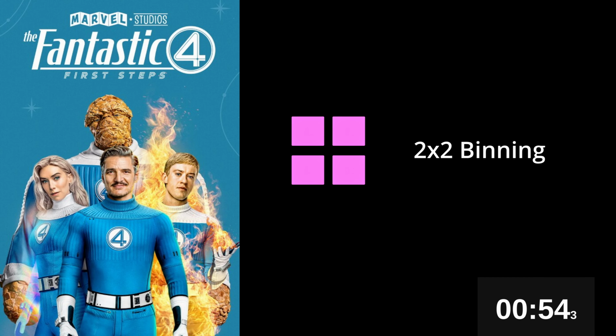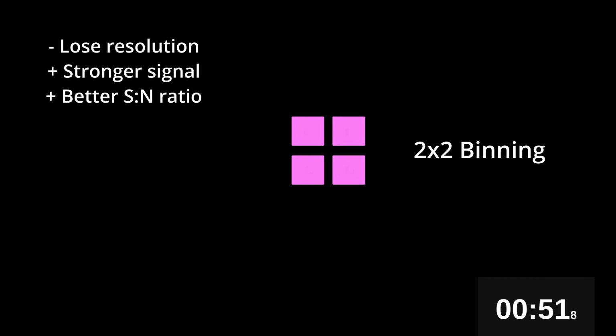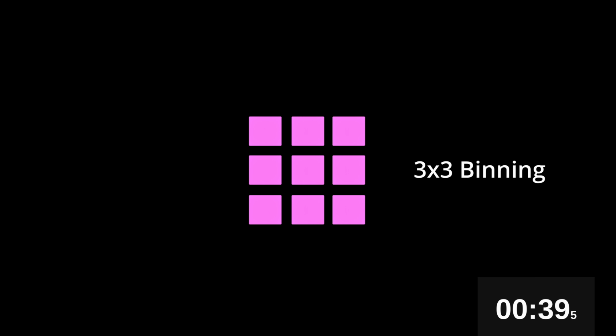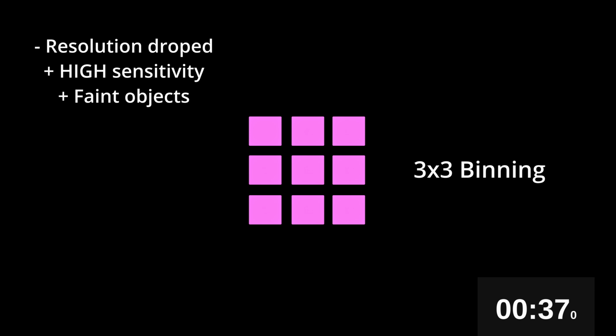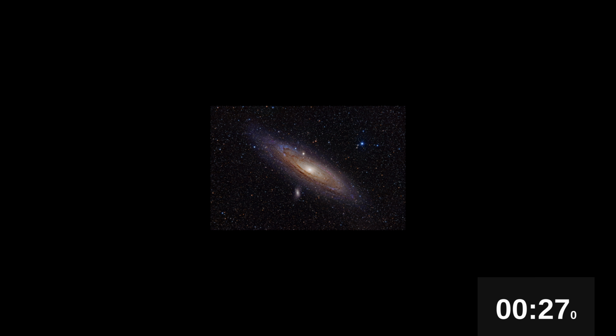Now 2x2 binning. Here 4 pixels team up and act like one bigger pixel, like forming a superhero squad. You lose some resolution, but you gain a much stronger signal because all 4 pixels combine their light. That means better sensitivity and better signal to noise ratio. And binning 3x3: now 9 pixels merge into 1 megapixel. Resolution drops even more, but sensitivity skyrockets. This is perfect when you really need to pull faint stuff out of the noise, like galaxies or dim comets.